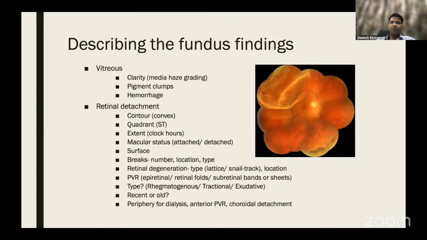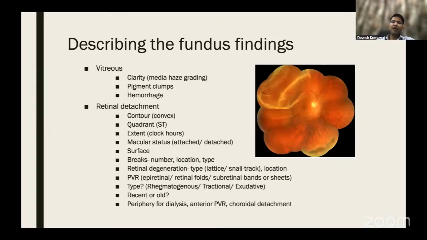Then when you come to describing the retinal detachment, start with the contour, whether it is convex or concave, what is the quadrant or what is the location. Is it a total detachment? Is it a subtotal detachment? When more than three quadrants are involved, but there is less than total detachment, then you call it subtotal. There is no definite definition for near total detachment, but when only one clock hour of the retina is attached, then you can label it as a near total detachment.